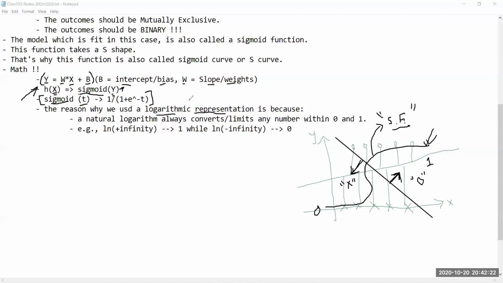And why we are doing this is because a natural logarithm, if I talk about, it always converts the limits of any number within 0 and 1. So if I take a natural logarithm of a very, very big number, which is close towards positive infinity, then the value converges towards 1. If I take a natural logarithm of any number which is very, very small, minus infinity, then this value will converge towards 0. So I am able to simply bracketize, or let's say containerize, my data within these two ranges.